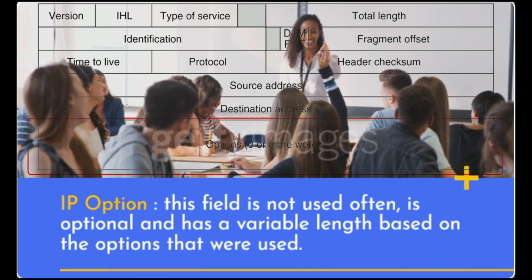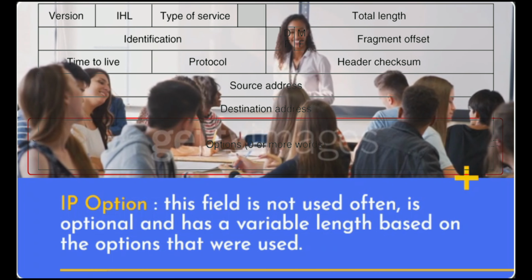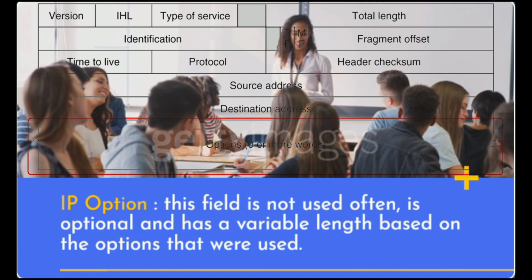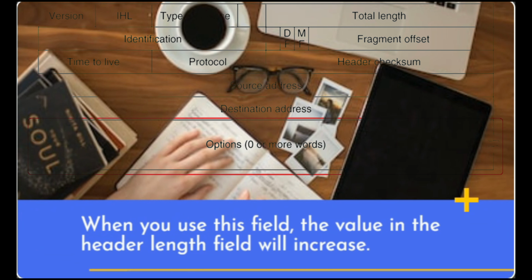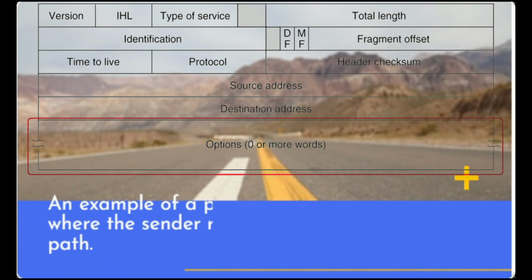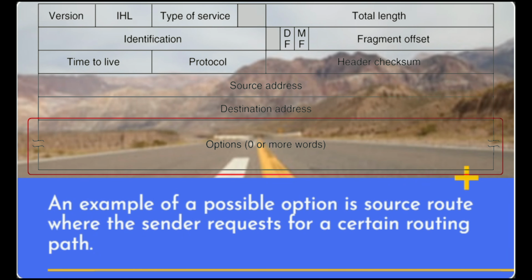IP option: this field is not used often, is optional and has a variable length based on the options that were used. When you use this field, the value in the header length field will increase. An example of a possible option is source route, where a sender requests a certain routing path.